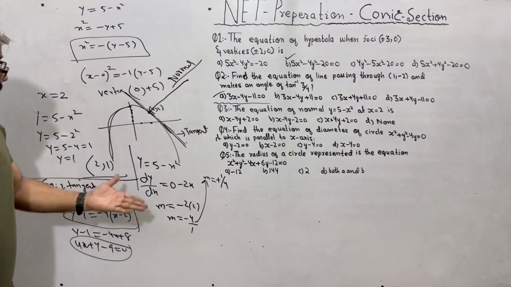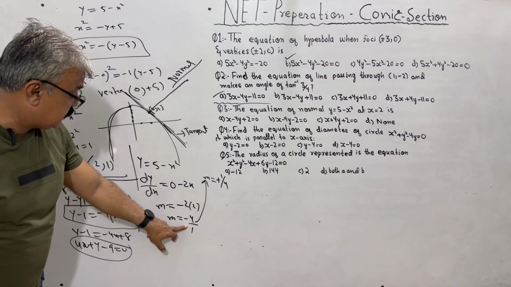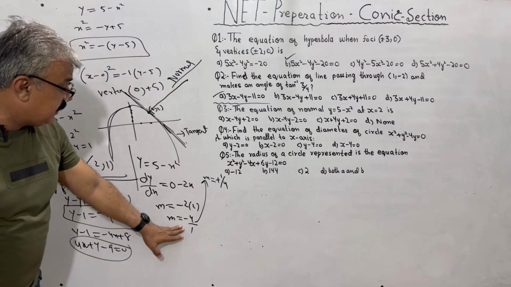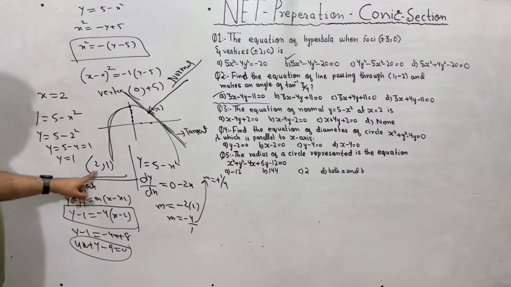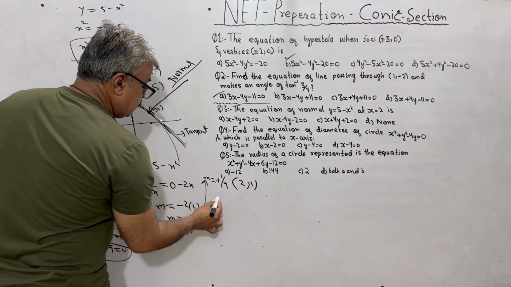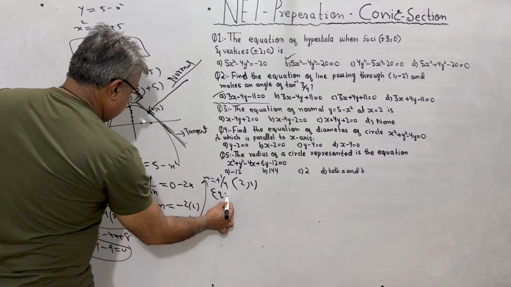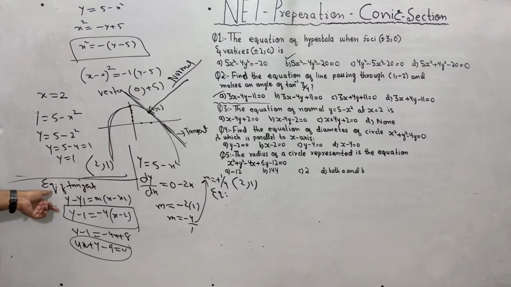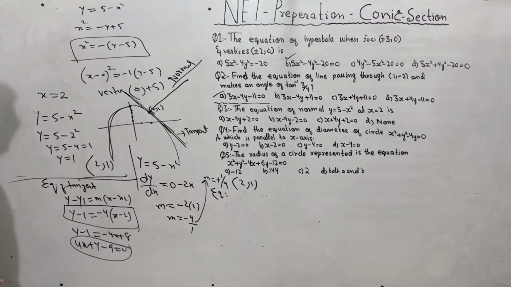Then the slope of the normal line is the negative reciprocal of this slope, the negative reciprocal of this gradient, positive 1 upon 4. The point is the same, (2, 1). For the equation of the normal, utilize this very basic point-slope form of the straight line.